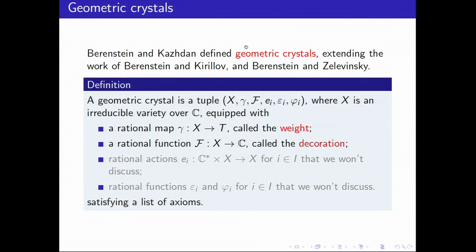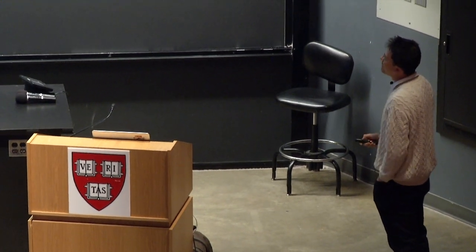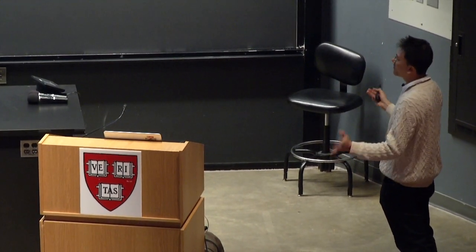A geometric crystal is a complex irreducible variety equipped with some additional structure. And I won't need all of this structure. So it's a complex variety, and the structure that I'll need will be one rational function from the variety to the torus called the weight function. This is not the same as the weight function of the crystal graph. And one rational function from the variety to complex numbers called the decoration. And in a different context, it's called the superpotential. And then there's some other data. Some rational actions and some other rational functions with a lot of compatibility.